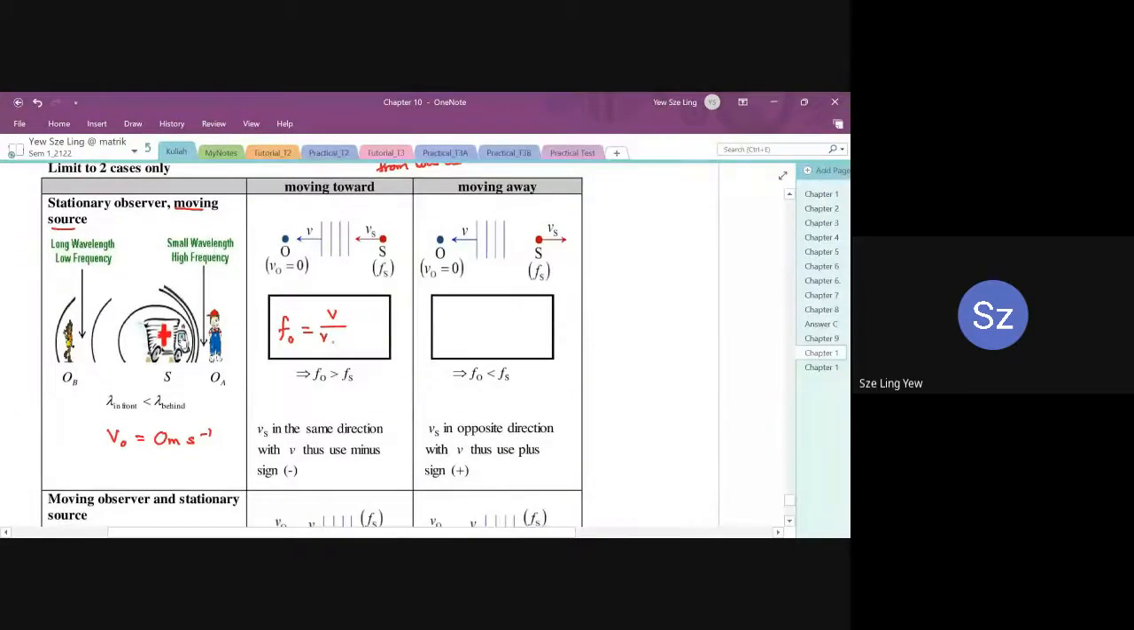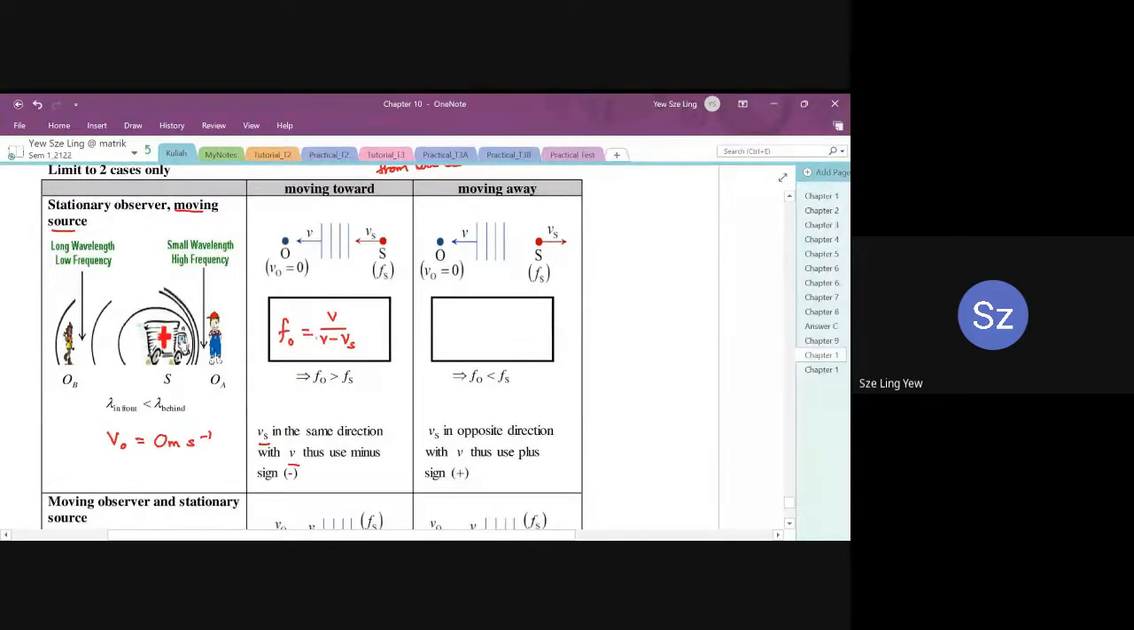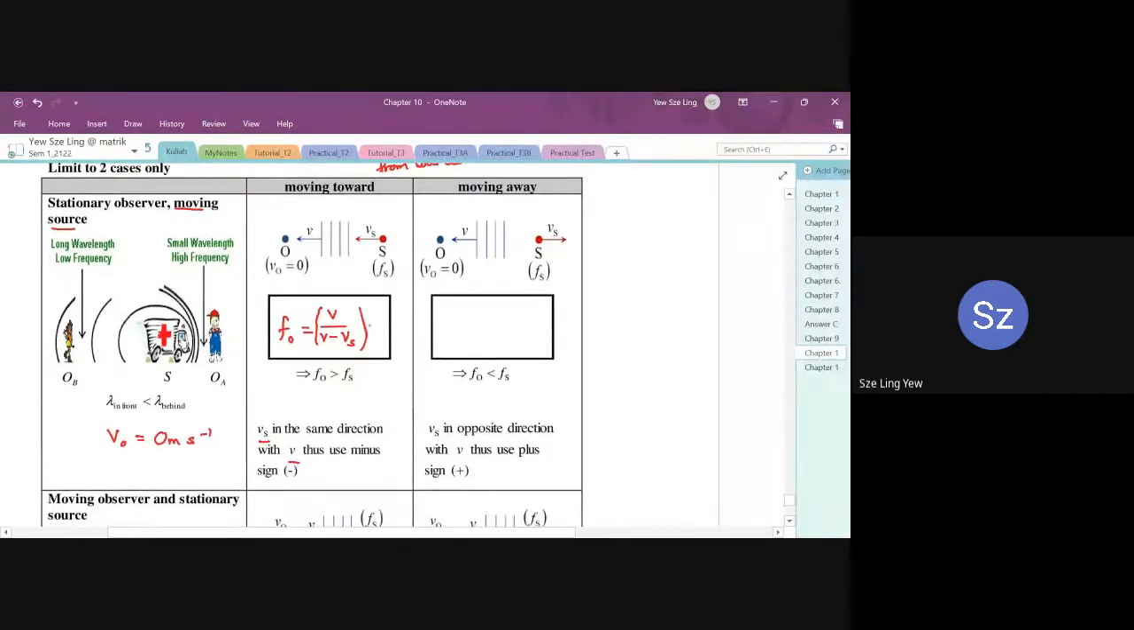If you look at the equation just now, you have V plus or minus Vs. So which sign are you going to use? Plus or minus? Vs is in the same direction as your V, so we use a minus sign. If you use common sense, actually you can still obtain a minus sign here.